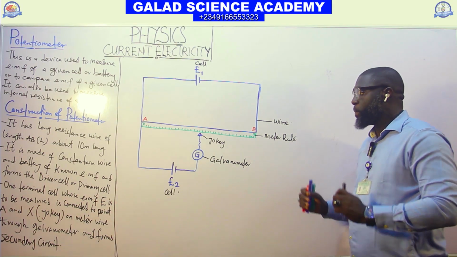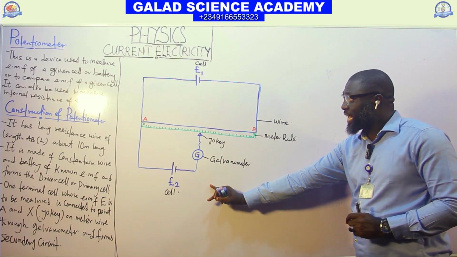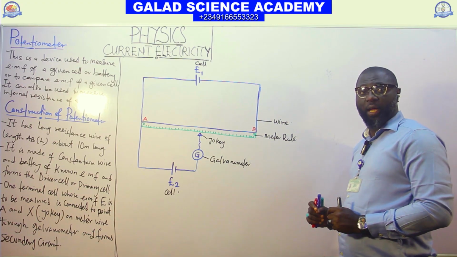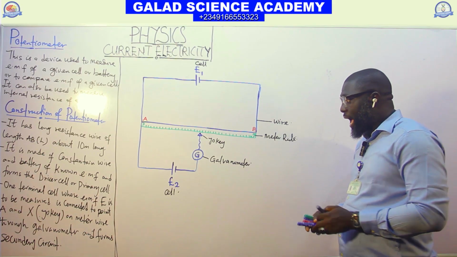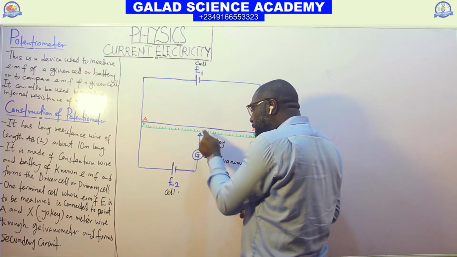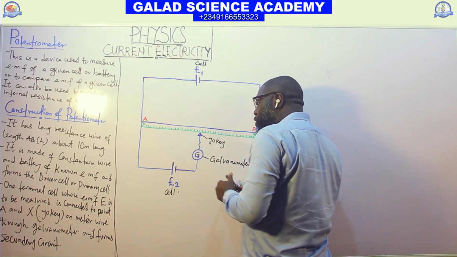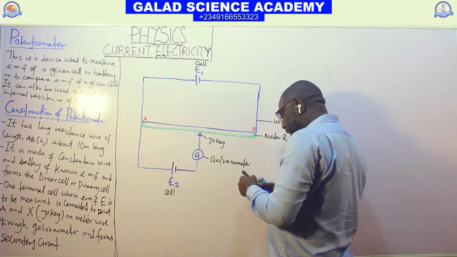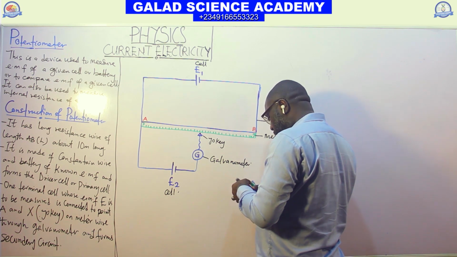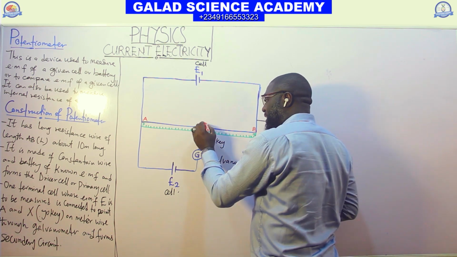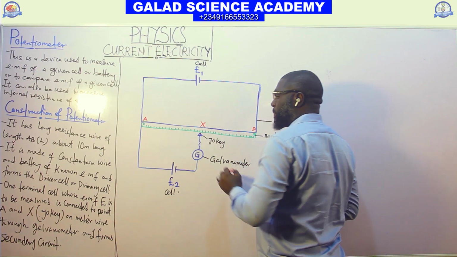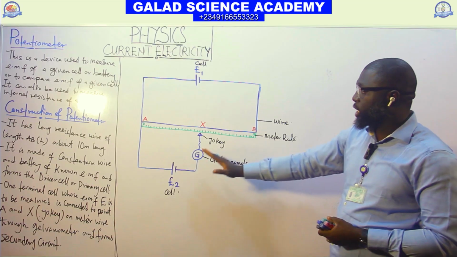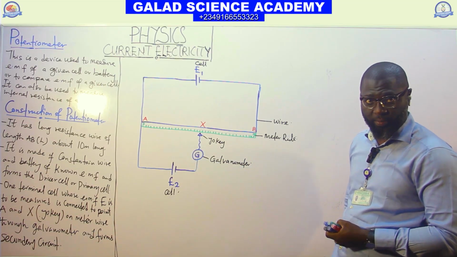Good. This is the standard structure of a potentiometer. And this point where the galvanometer connects to the meter rule, to this wire here, the point is called point X. Why I call the point X? It is point X.